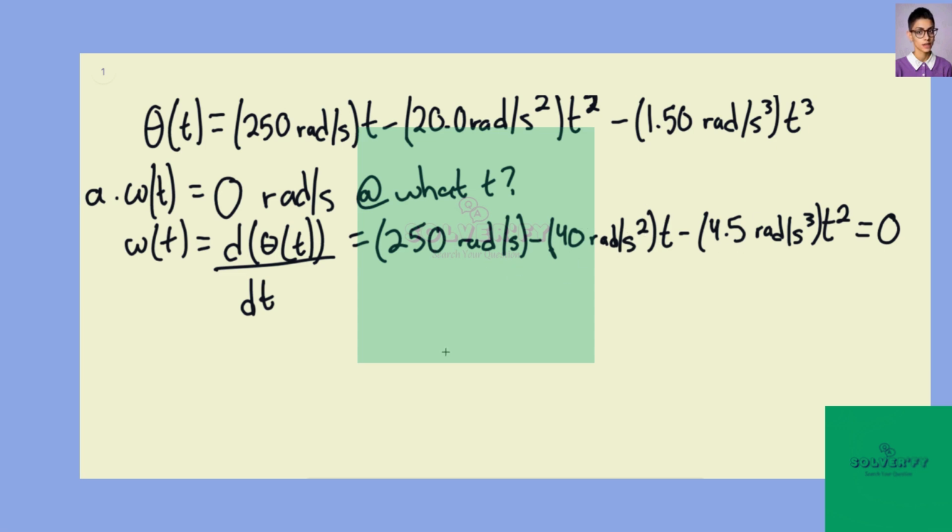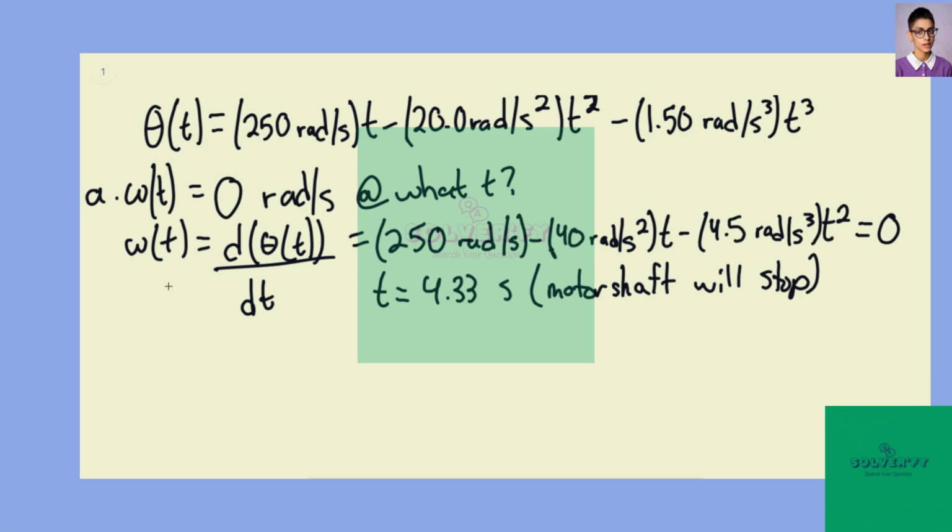This is simply a quadratic. So t is equal to 4.33 seconds. This was when the motor shaft will stop, at 4.33 seconds. And then B is asking us to find the angular acceleration at that t.